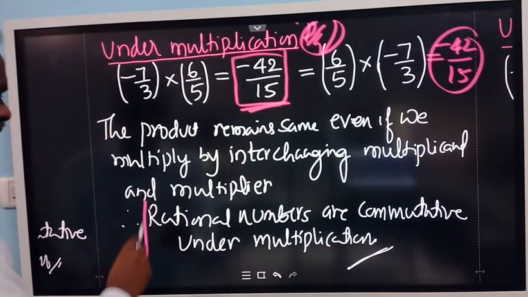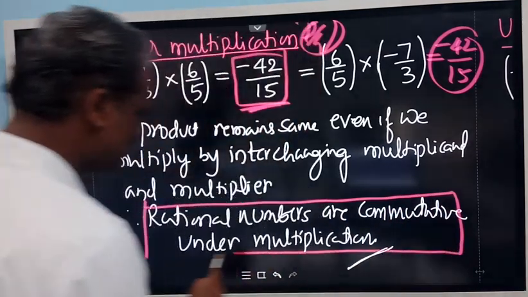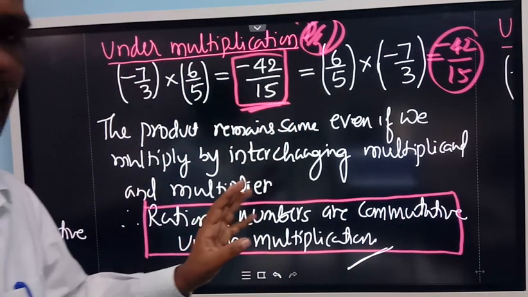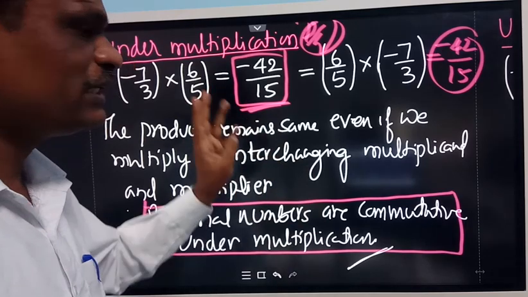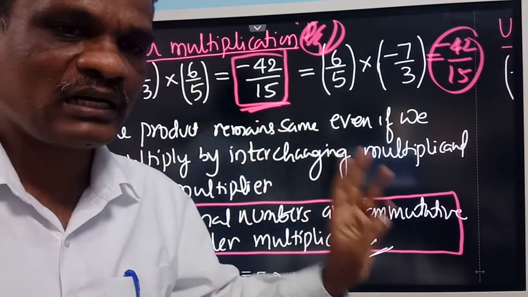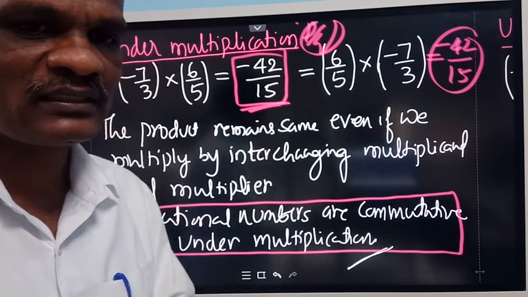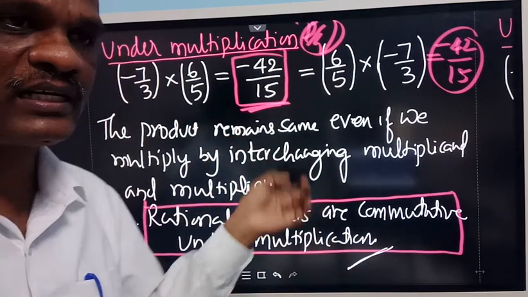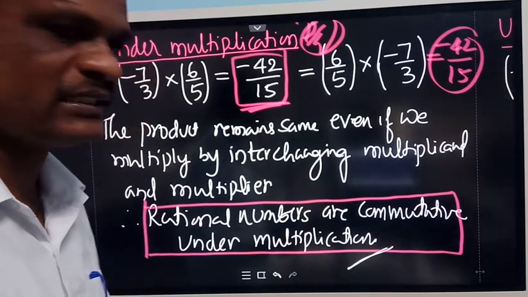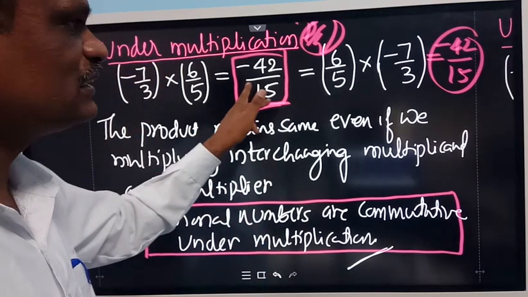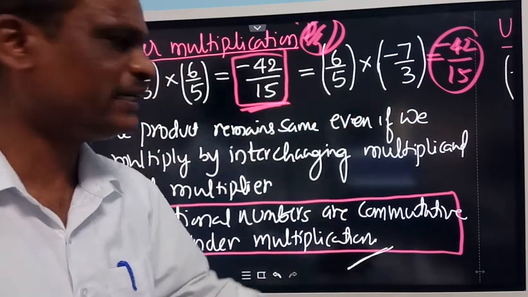See, this is another important property of rational numbers. We checked it. Let us recall once again for rational numbers, the commutative property. Rational numbers are commutative under addition. Rational numbers are not commutative under subtraction. So now we got that rational numbers are commutative under multiplication, because if you interchange the numbers and multiply, the product you are getting is the same.